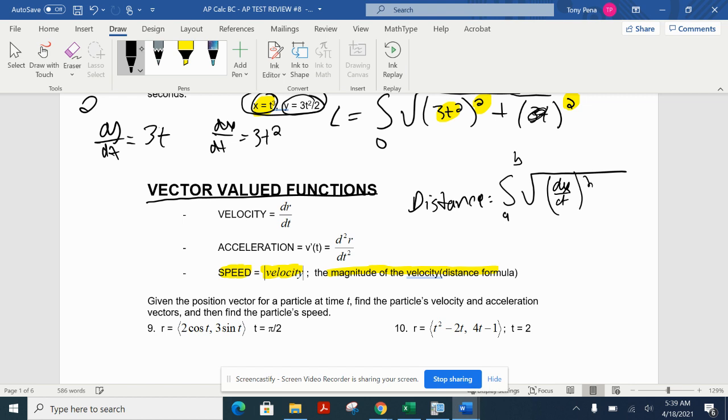Since we're going to be finding the magnitude of our velocity vector, we integrate our speed. It's the square root of dx/dt squared plus dy/dt squared. That's our distance. Again, that's nothing more than the magnitude of our velocity vector. That's why we're using our first derivatives, because the first derivative of your vector is your velocity vector. And then basically the second derivative of our vector is our acceleration vector.